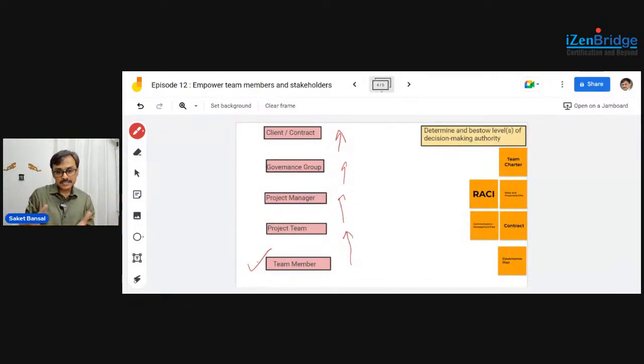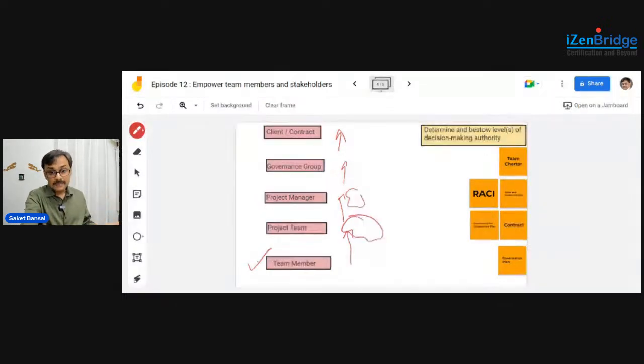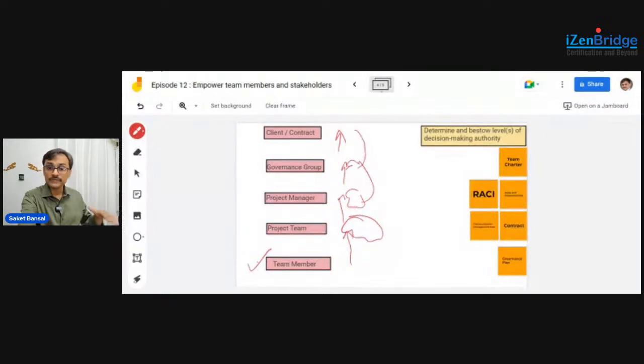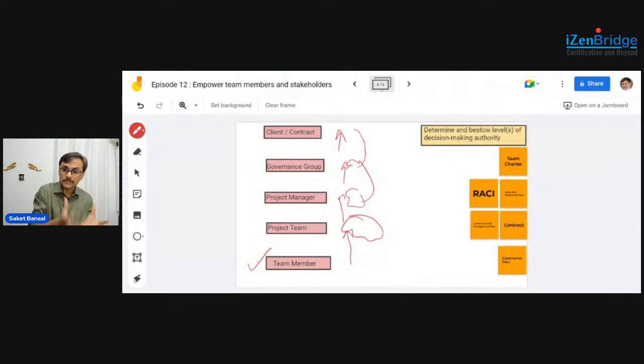But there are some decisions which I cannot take myself. I need to consult with my team. So we need to understand which decision I can take, which I need to consult with my team. Maybe there could be some decisions which I need to consult with the project manager. Maybe for some decisions the project manager has to consult, and the whole team has to consult with the governance group. There could be some decisions, if you are working against a contract, which may go even to the client level. You may not be able to change some technology or something till the time your contract supports that.